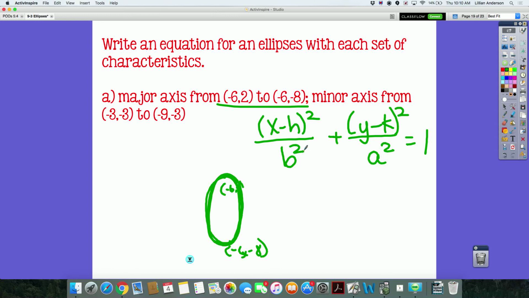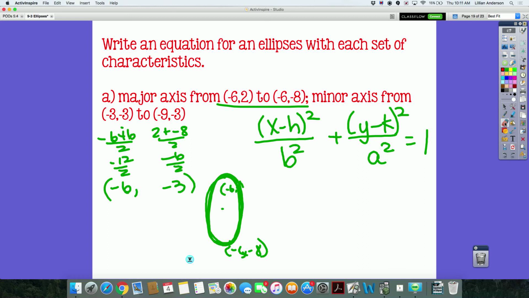So, what is the center? Well, from the endpoints of the major axis, all we really need to do is find the center. Sorry, I meant to say we need to know the midpoint between these points, okay? To figure out what point is exactly in the middle, we take our x's, add them up, divide by 2. So that would be negative 12 over 2, which is negative 6. And then 2 plus negative 8, that would be negative 6 over 2. So that would be negative 3. Our center is located at negative 6, negative 3.